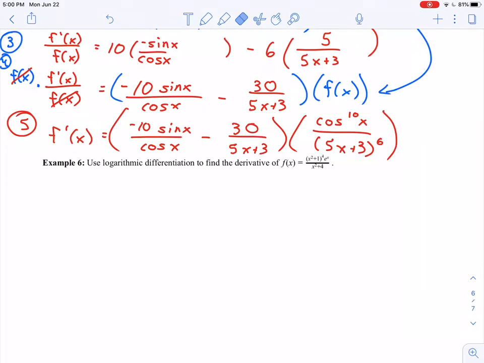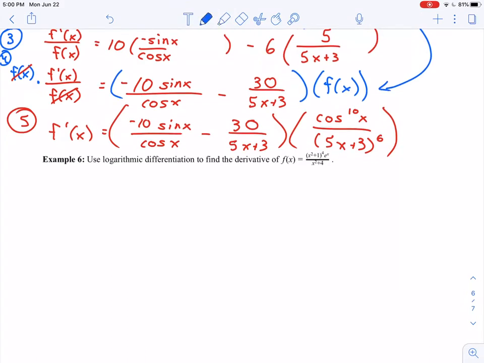Next, I want to use logarithmic differentiation to find the derivative. Actually, let me just separate this. My function is, oops, I still can't see it great. There we go. I want to take the derivative of f of x equals x squared plus 1 to the 4th power times e to the x divided by x squared plus 4.